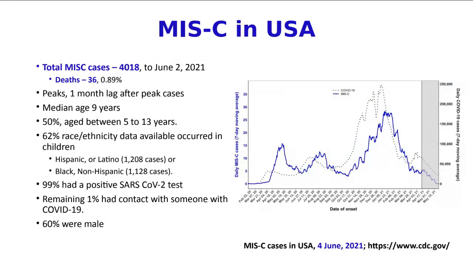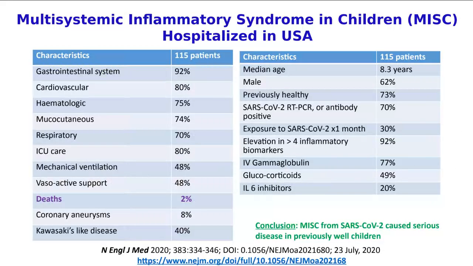In the United States, you'll see here that there is a lag. Looking at the blue, there is a lag between when the cases will peak and when the MIS-C cases will develop. The cases are primarily in children aged 5 to 13 years of age, and in the United States they're being seen, and in other countries, they tend to report that they occur more commonly in Black and brown people, and they occur more commonly in males.